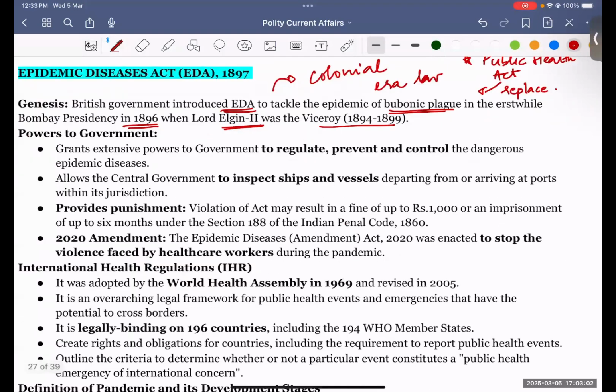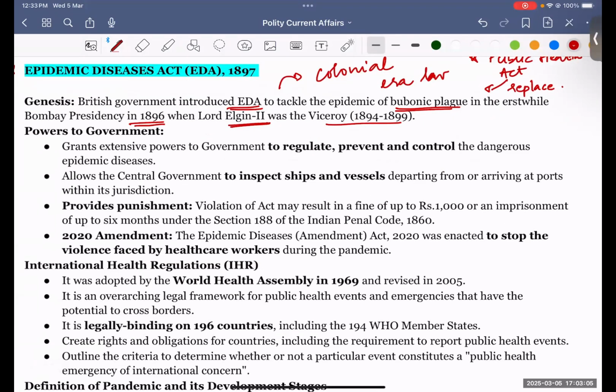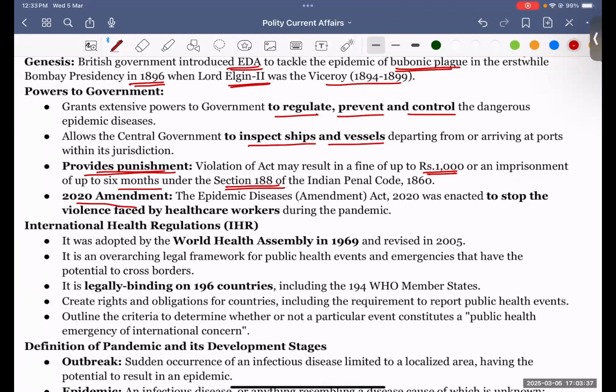So under this, what are the powers to the government? This act grants extensive powers to the government to regulate, prevent and control the dangerous epidemic diseases. It allows the central government to inspect ships and vessels departing from or arriving at ports within its jurisdiction. It provides punishment. Violation of the act may result in a fine of up to rupees 1000 or an imprisonment of up to 6 months under Section 188 of the Indian Penal Code 1860. According to the 2020 amendment, the Epidemic Diseases Act 2020 was enacted to stop the violence faced by healthcare workers during the pandemic. So this was done during the COVID-19 phase.